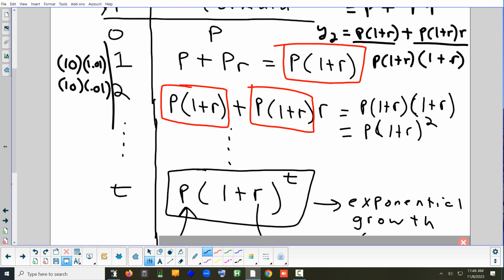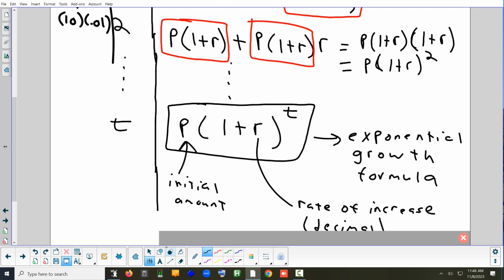It's the original amount times 1 plus your rate of increase. But make sure if they give it to you as a percent, you make it a decimal. So like 12% is 0.12, 3% is 0.03. And T, that's the time, usually measured in years. So P times 1 plus R to the T.